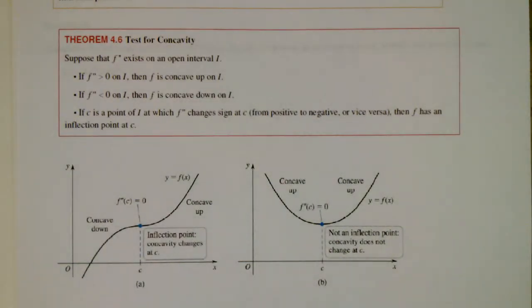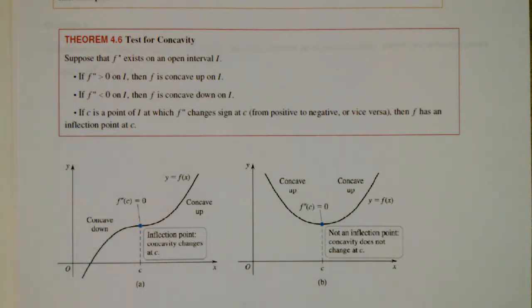Let's say f prime of x exists on the open interval called I. If f double prime, or the second derivative of f, is positive on I, then that means that the function is going to be concave up on the interval I. Or if f double prime of that function, or the second derivative of that function, is less than 0 on I, then f is going to be concave down on I. And if C is a point on I in which f double prime changes sign at C, that means from positive to negative or vice versa, then your function f has an inflection point at C.